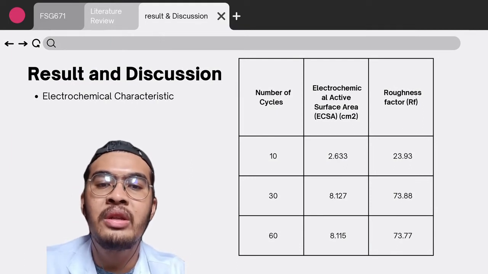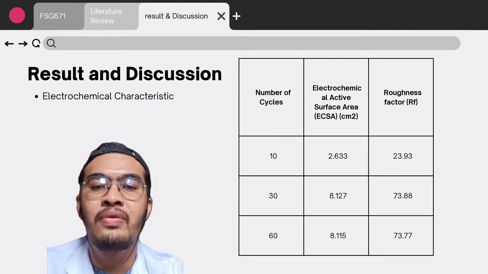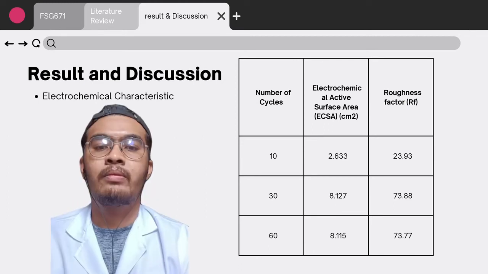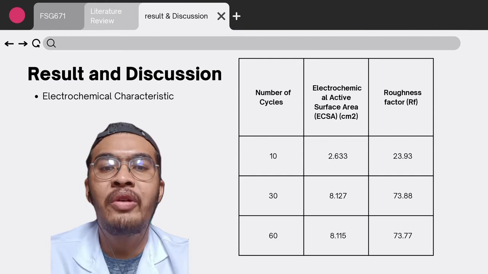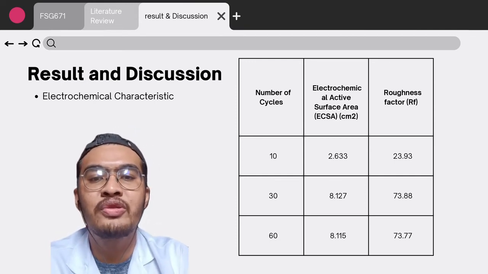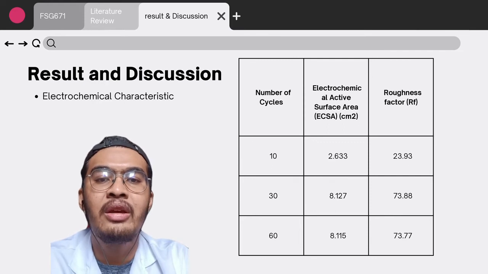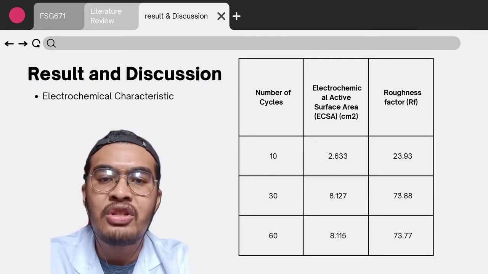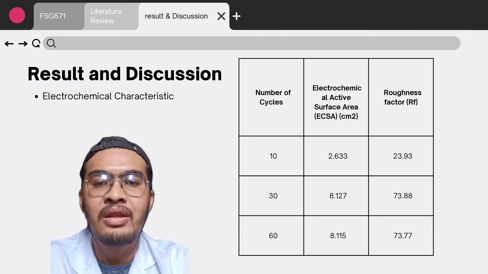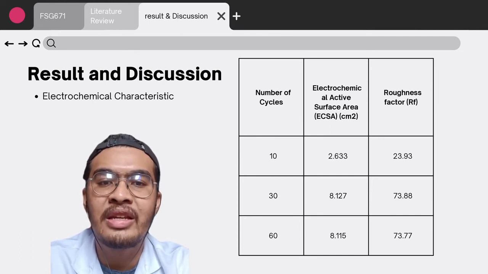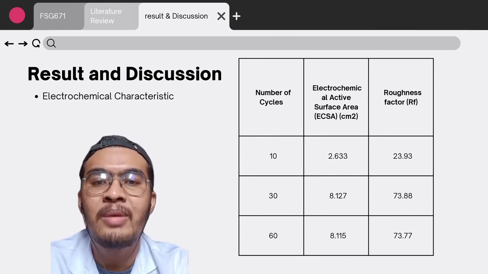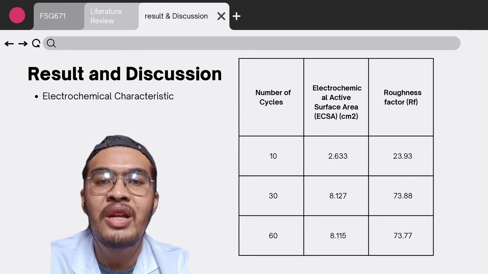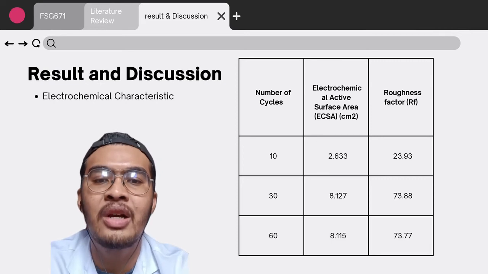After we are done with the dealloying process, we will move forward to electrochemical characterization. The ECSA and roughness factor values of all gold nanostructures deposited on SPGE at different numbers of cycles are shown in the table that has been provided. From the table, it shows that the ECSA and roughness factor of gold nanostructures prepared with 60 cycles are found to be much higher, at 8.115 cm² and 73.77 respectively. These values were the highest when compared to other gold coatings deposited at various cycle counts.